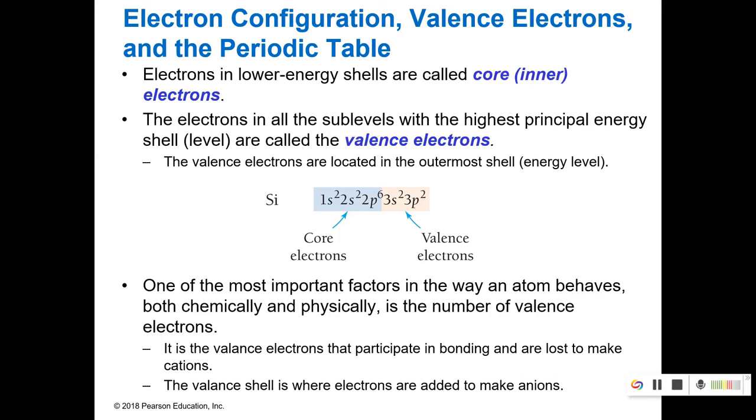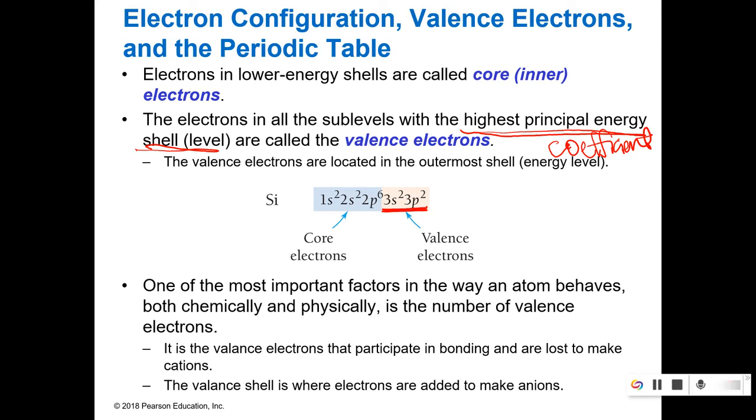Okay, now let's talk about core and valence electrons. Core are those inside electrons, and valence are the ones with the highest energy level or shell. Really, this is the highest coefficient. So here in silicon, I've got 4 valence electrons.